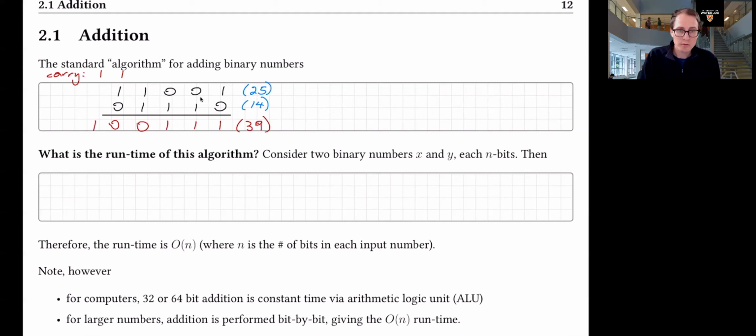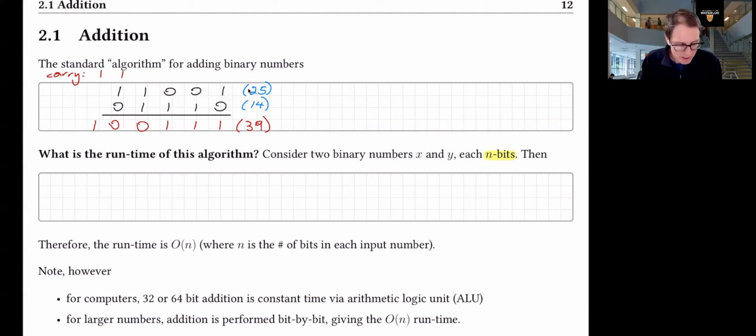So what is the runtime of this algorithm? We're going to be considering runtimes in terms of the number of bits needed to represent each number. To be very clear about what I mean by that, this number is 25, but it only takes 5 bits to represent it. And so we want to characterize the runtime in terms of 5, the number of bits, not 25, the value encoded in those bits.